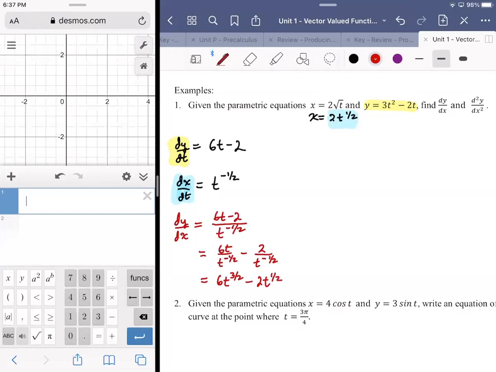And I would recommend leaving it like that, because that's power rule ready. All right. So when we get to our second derivative, I'm going to take the derivative with respect to t of my first derivative, dy dx, and then I'm going to divide that by dx dt.